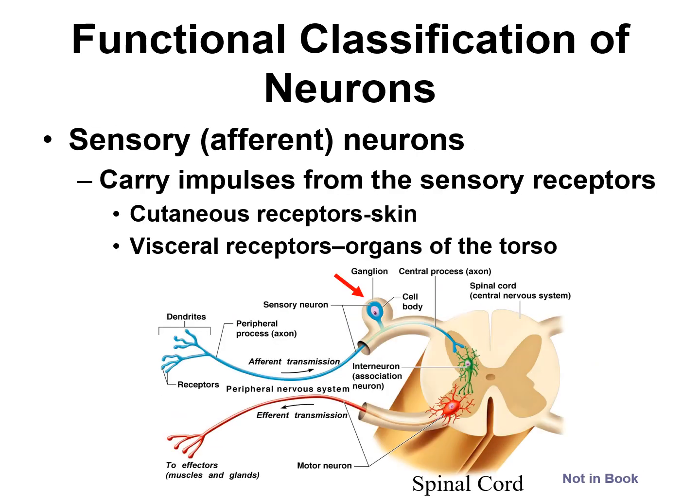As I mentioned, this blue color-coded neuron is a sensory or afferent neuron. Sensory and afferent neurons have dendrites that are receptors. Basically, they detect changes or stimuli. They could be, say, cutaneous receptors.